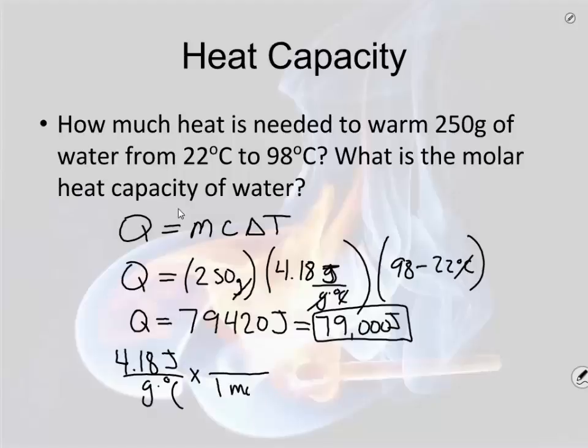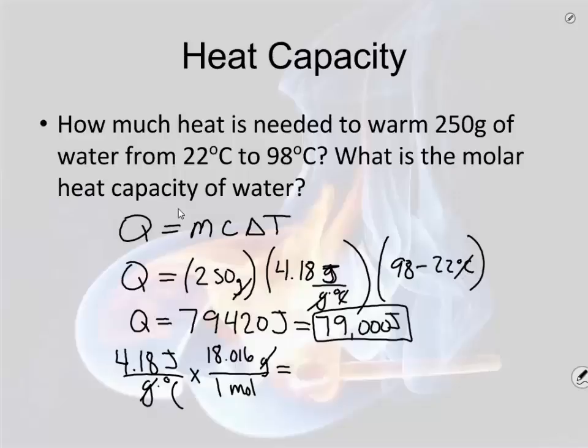So our 1 mole is going to go on bottom. Grams have to go on top, so they cancel with grams on the bottom. We want to calculate the molar mass of water. So 2 hydrogen, 1 oxygen, you get 18.016. So we're going to multiply the two together to get our answer.